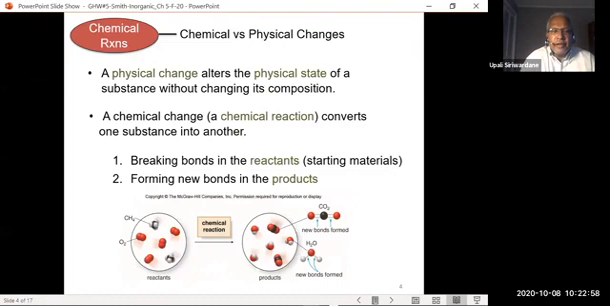Okay, physical change is different from chemical change. In a chemical change, there's a change in substance to another. In a physical change, the substance is only changing its phase or the physical form, physical state. Breaking bonds are involved in the reacting material, and making new bonds in the products happen in a chemical reaction, as given in reaction between oxygen and methane to produce carbon dioxide and water.